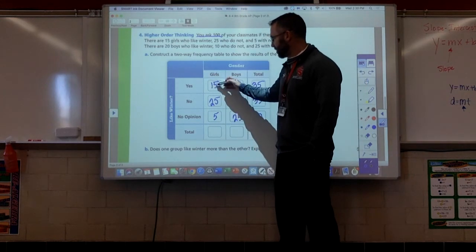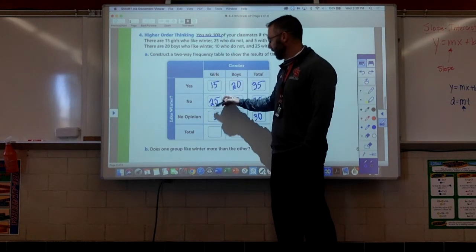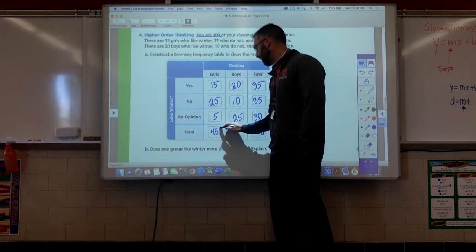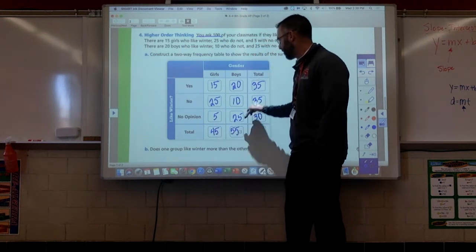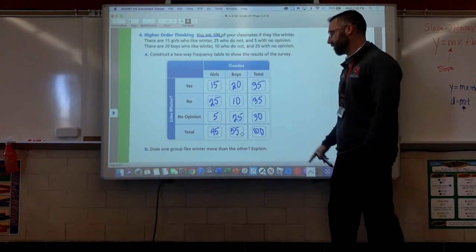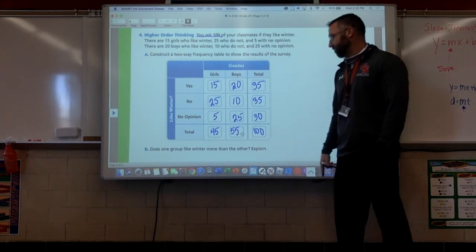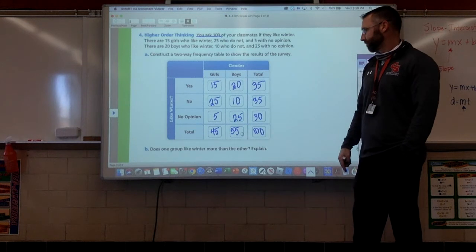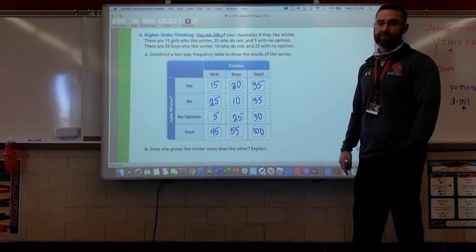Okay, add up the columns. 15 plus 25. 40 plus 5 more is 45. I'll guarantee you this is 55, if you want to go through and add it. Does one group like winter more than the other? Can we really tell? Who's to say?